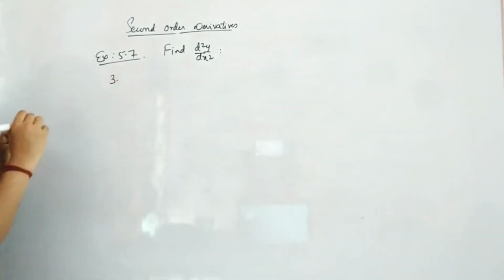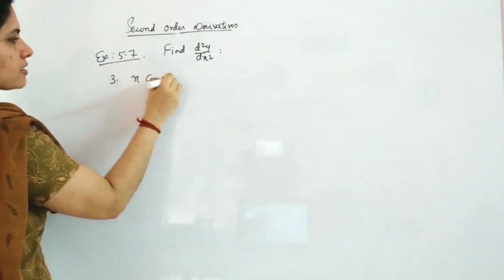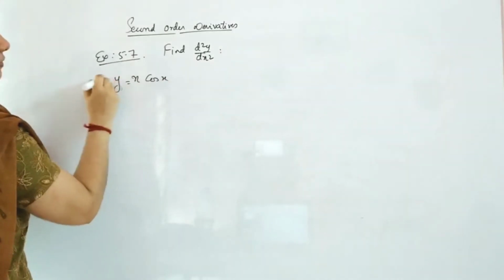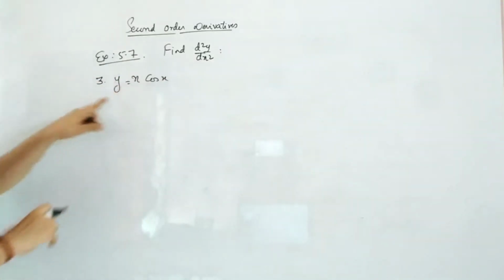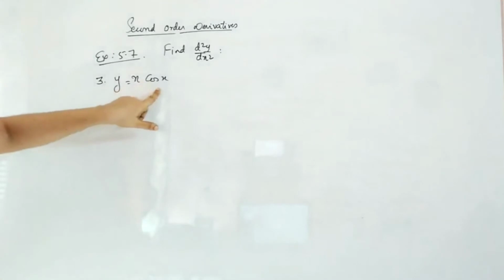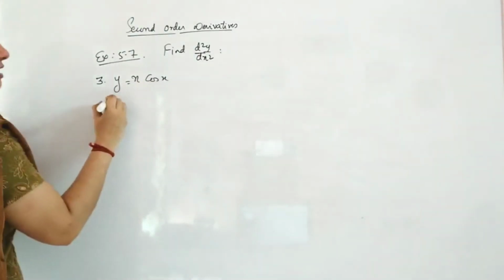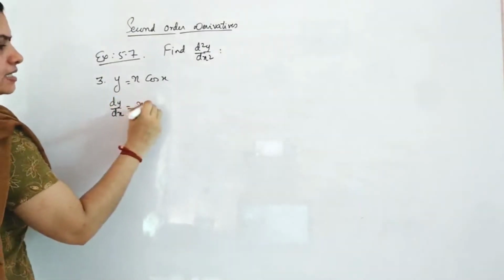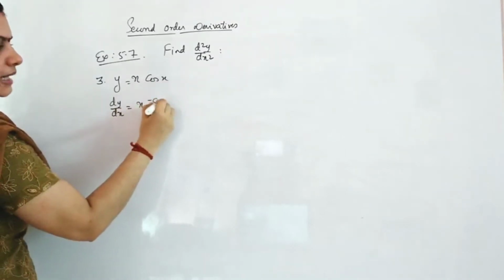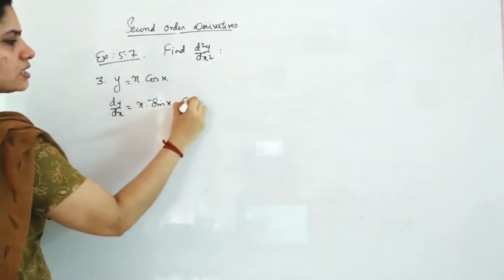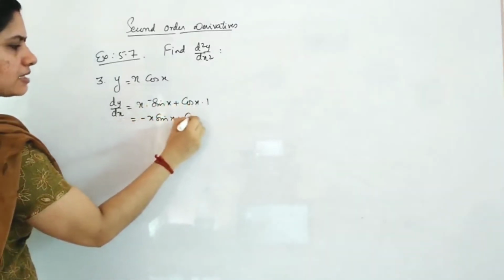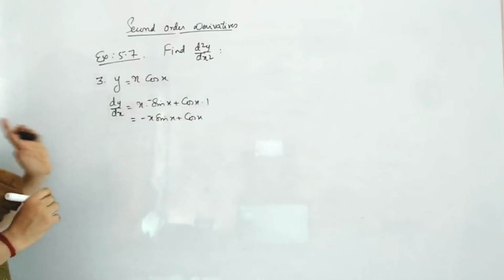Third one, x cos x. Again y is equal to x cos x. Here you have two things as functions of x. That means you have to use your product rule. First differentiating with respect to x, you will get dy by dx, which is x into derivative of cos x, minus sine, plus cos x into derivative of x, 1. So you are getting minus x sin x plus cos x as your first derivative, dy by dx.